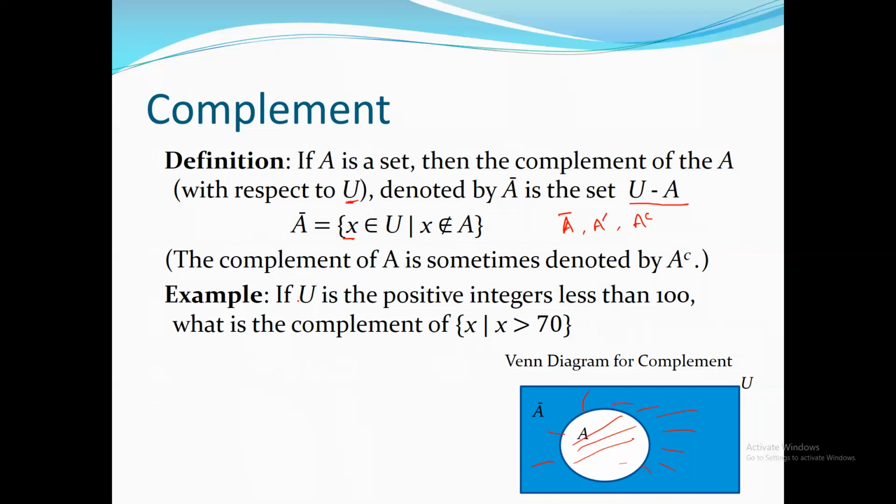So if the universal set is the positive integers less than 100, what is the complement of the set of X such that X is greater than 70? What's the solution? Our universal set is the positive integers less than 100. X greater than 70 is the definition of this set, so the complement is definitely X less than or equal to 70. We choose all the elements that are not part of this set.